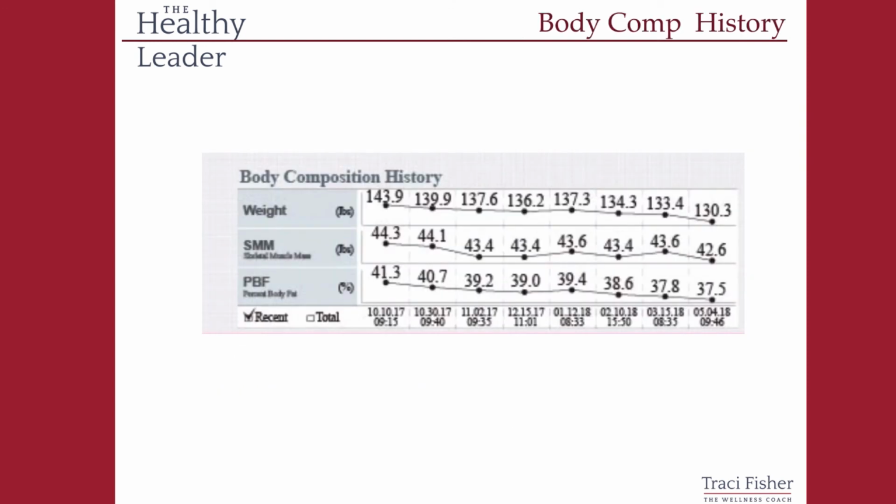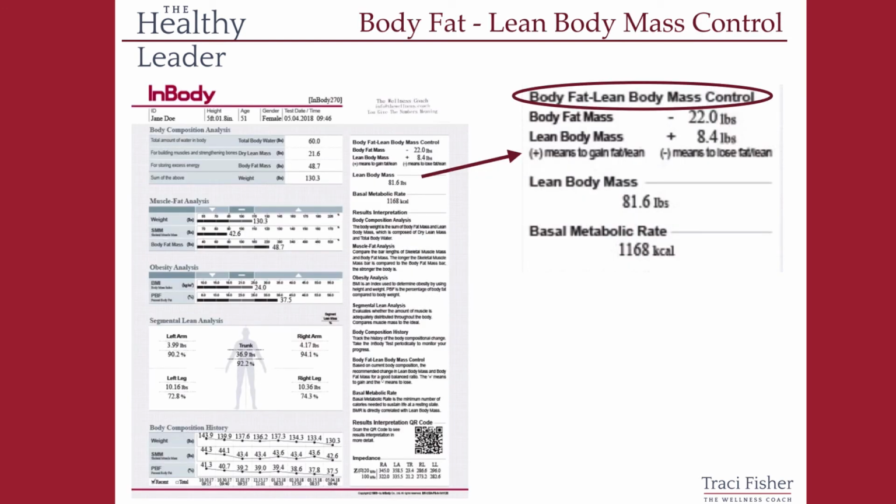And then the fifth section is just your body composition history, which allows you to easily compare your skeletal muscle mass, your weight, and your body fat percentage across a span of time as you take the test. And then in the top right over there is the body fat, lean body mass control area. This section makes it really easy for you to set goals. It's designed to help you reach your ideal body composition. Depending on your current muscle fat balance, it will recommend adjusting your body fat mass and/or your lean body mass in order to reach that target percentage body fat.